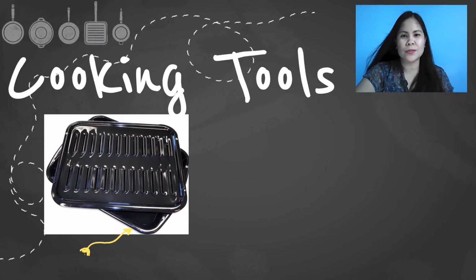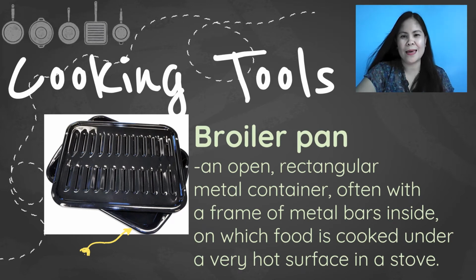Another cooking tool is a broiler pan. It is an open rectangular metal container, often with a frame of metal bars inside on which food is cooked under a very hot surface in a stove. It is also known as a broiler roaster, oven roaster or oven broiling pan. This piece of cookware is used to broil foods in the oven such as steaks, roast or various cuts of meats, poultry, and vegetables.